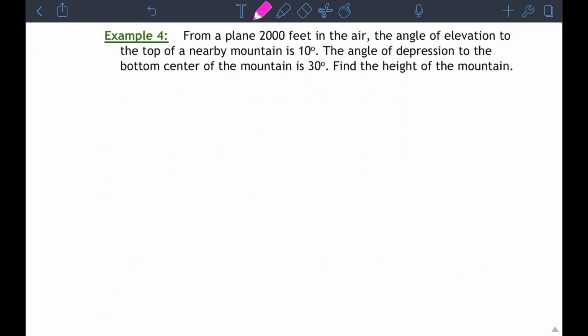Okay, last one, getting a little bit more in depth here. This is going to be kind of a two-step problem. So, mountain and a plane. Let me draw a mountain, a sad-looking mountain. I bet the plane's going to be worse.